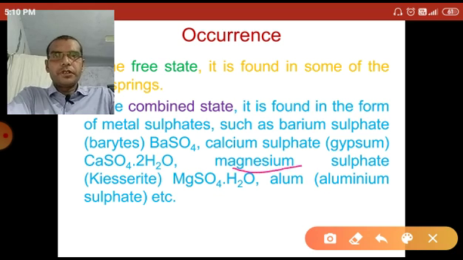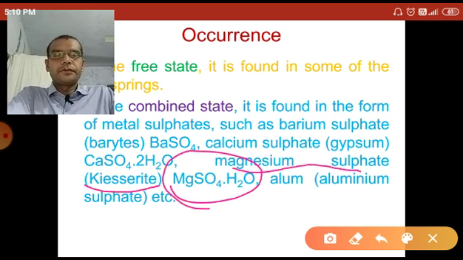Magnesium sulfate: the common name of magnesium sulfate is kieserite, MgSO4.H2O. Alum is the aluminum and potassium sulfate, with 2H2O.